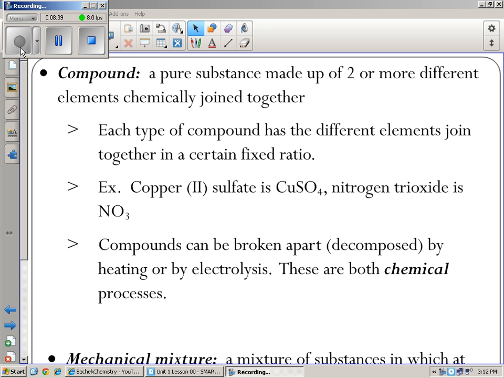Each type of compound has the different elements joined together in a certain fixed ratio. So we're going to talk about ionic ones like copper 2 sulfate, for example. We're going to talk about molecular ones such as nitrogen trioxide. Compounds can be broken apart.